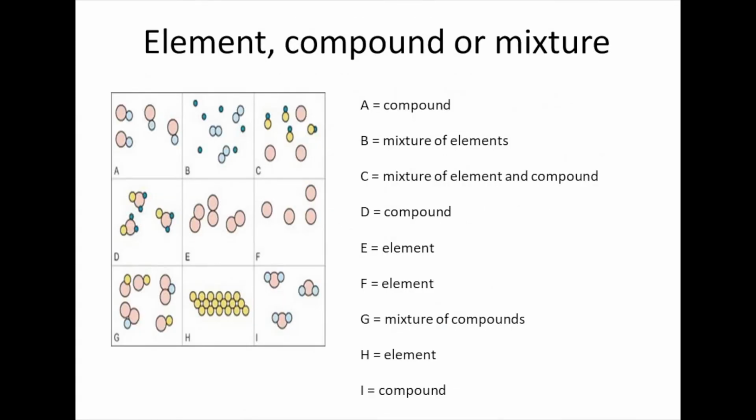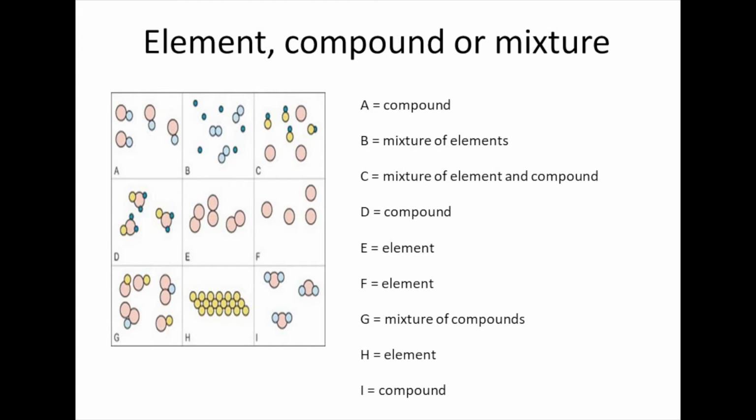Then we look at whether something is an element, a compound, or a mixture. And we've got 9 different examples there. The first one is a compound because you've got different atoms joined together, chemically joined together. So it must be a compound.